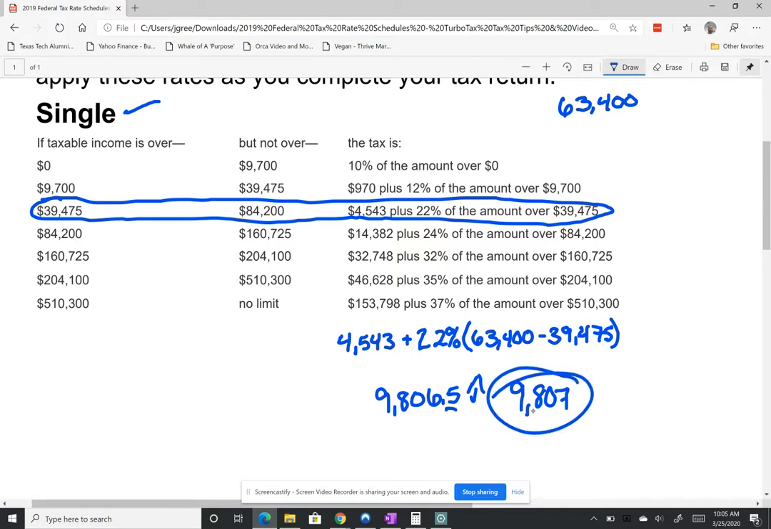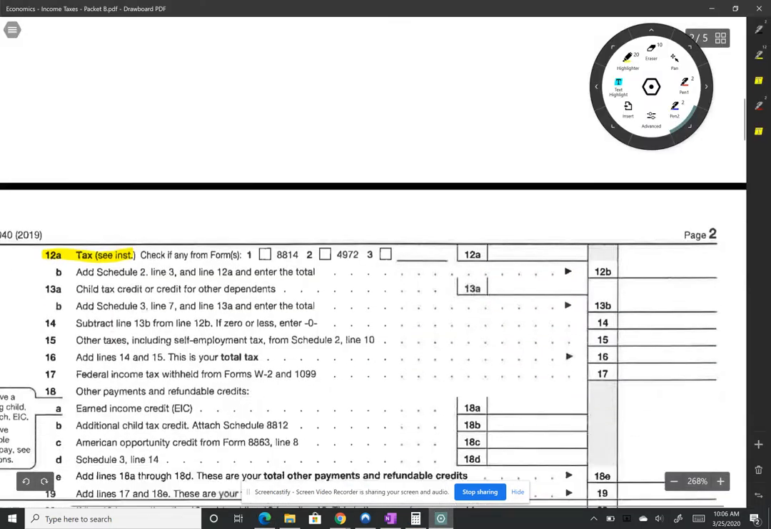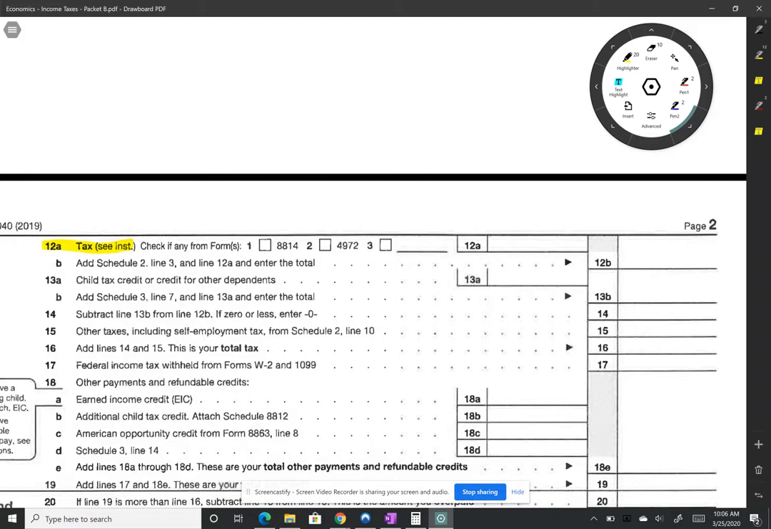So 9,807. So let's go back to here, and it's asking us taxes. Well, okay, let's put it in. $9,807. Okay, Schedule 2, line 3, and line A, and enter the total. Well, we don't have a Schedule 2, so that's going to be a 0. So we just come back over here and go 9,807.